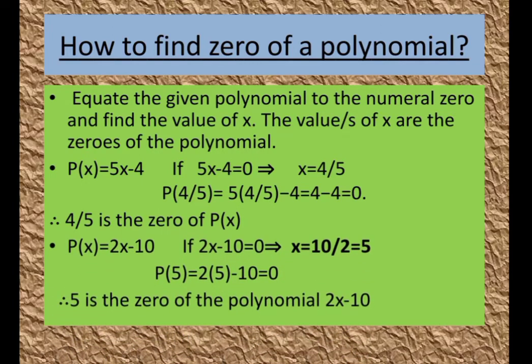If p of x equals 2x minus 10, equating 2x minus 10 to 0, you will get the value 5. Substitute in p of 5, that is, replace x by 5, we are getting 0. So 5 is the zero of the polynomial.